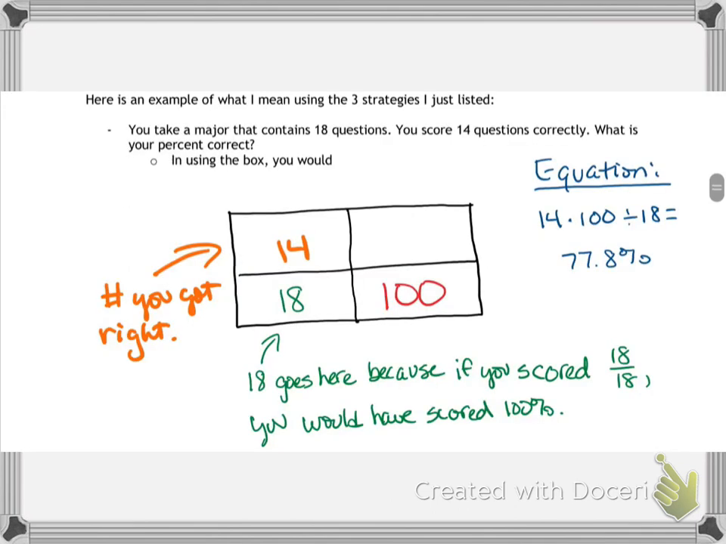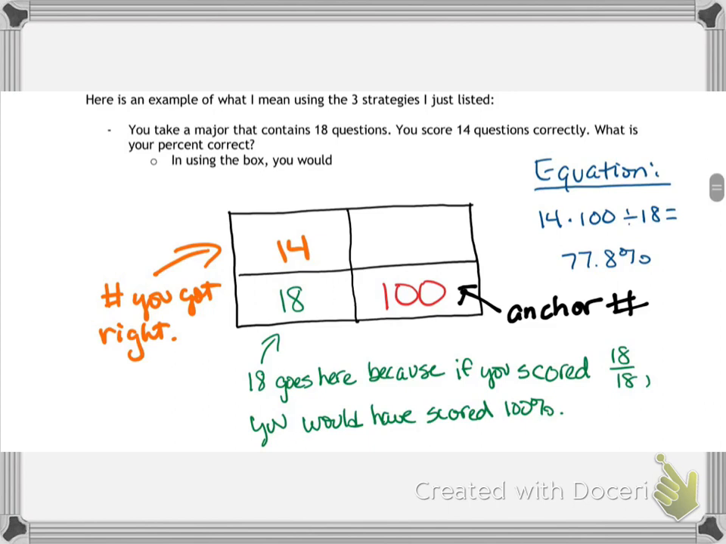Here's an example of what I mean using the two strategies that I just listed. Here's an example of a box question. You take a major that contains 18 questions. You score 14 questions correctly. What is your percent correct? In using the box, you would first write 100 here. That is always what I call an anchor number. But regardless, that's just where it's set. That's where you set it up.